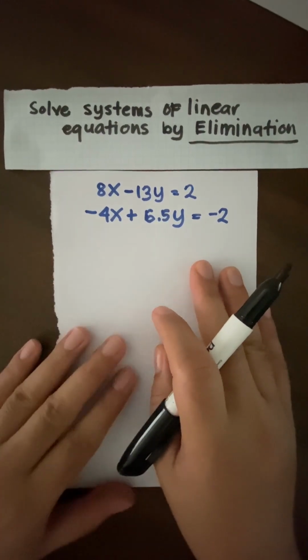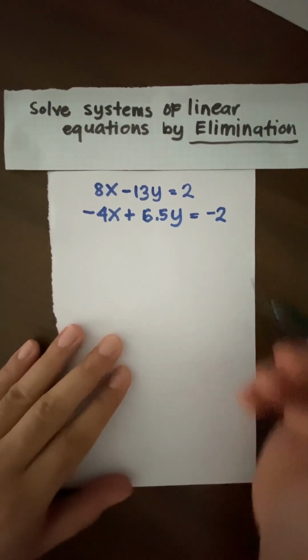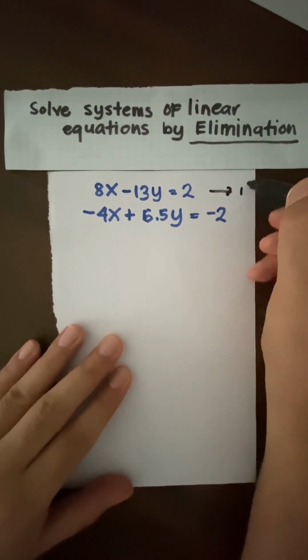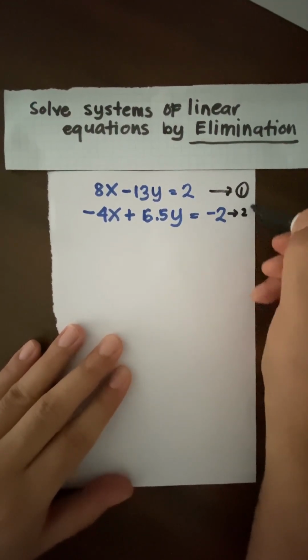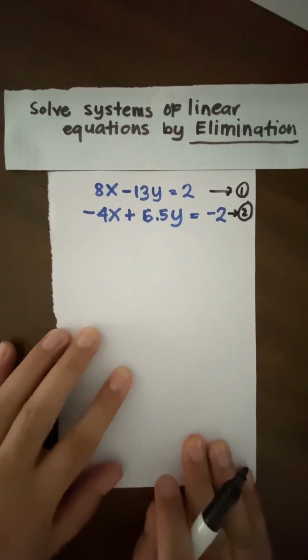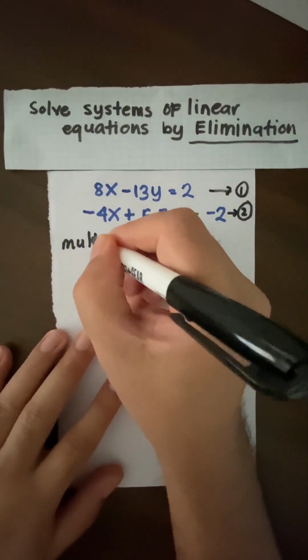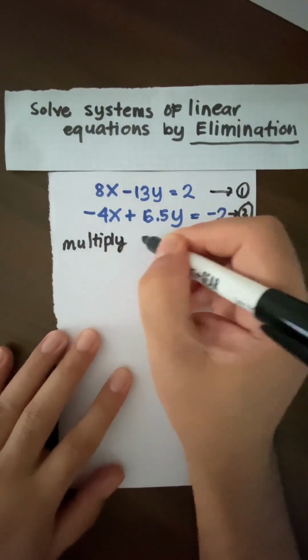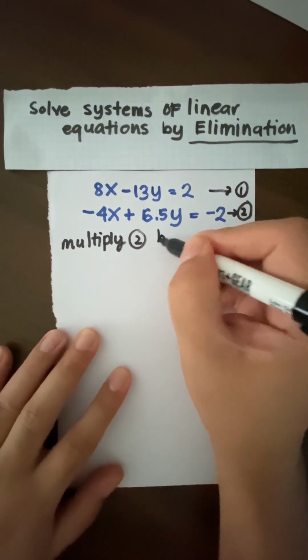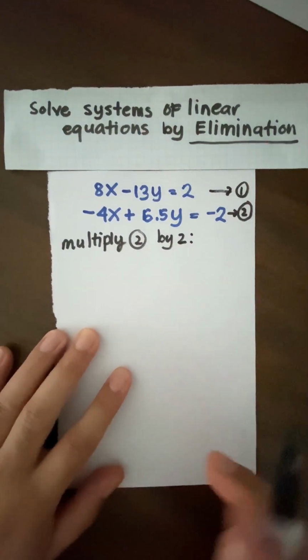Let's solve another problem. Solve x and y given these two equations. We call them equation 1 and equation 2. What should we do next? How can we eliminate one of the variables? If we look closely, we can see that 6.5 is half of 13. This means that we can multiply equation 2 by a value of 2.